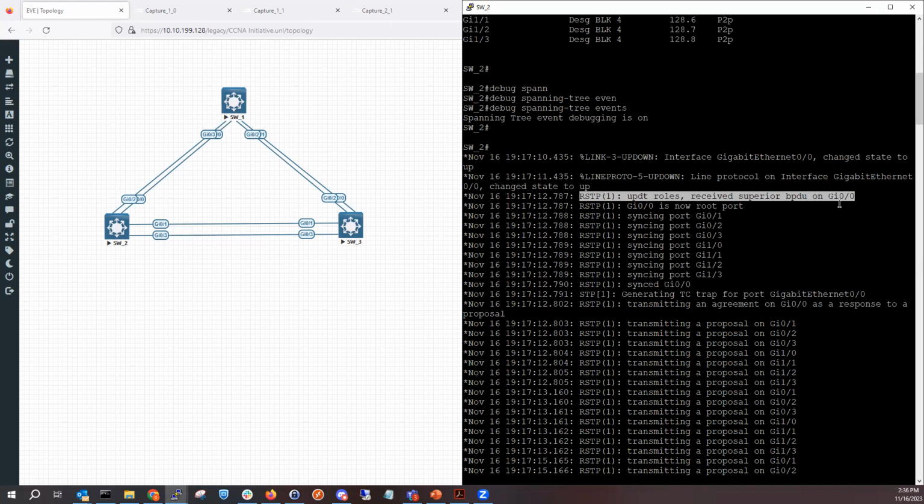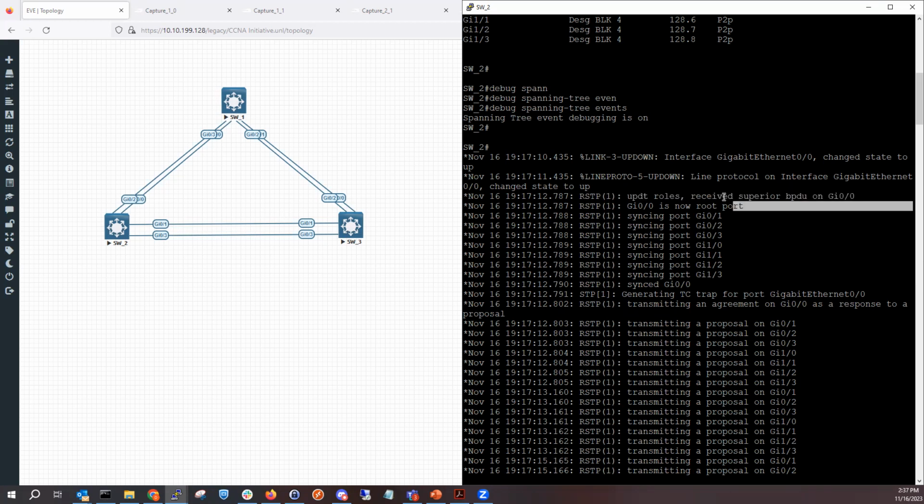I received a superior BPDU on gigabit 0/0, right? And what consists of a BPDU? Of course, it has that bridge ID. In that bridge ID, it has the priority number and the MAC address of the entire device. Looking at the MAC address for switch 1, it is lower, which is of course superior to switch 2.